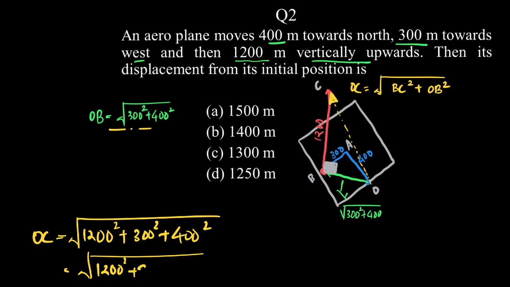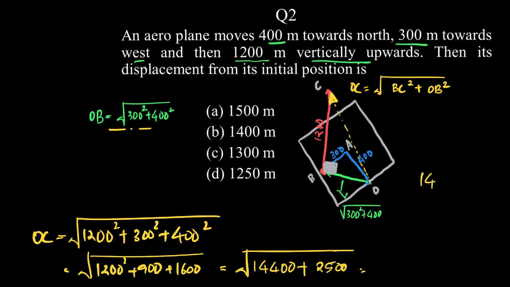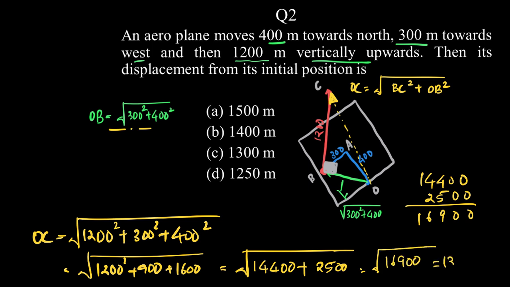This will be equal to 1200 square plus, we know, this is 900 plus 1600, which will be 2500. So this will be 14400 plus 2500, and what do we get? 16900. So this we'll get as root of 16900, which is basically 1300 meters. So the correct option here would be 1300 meters.